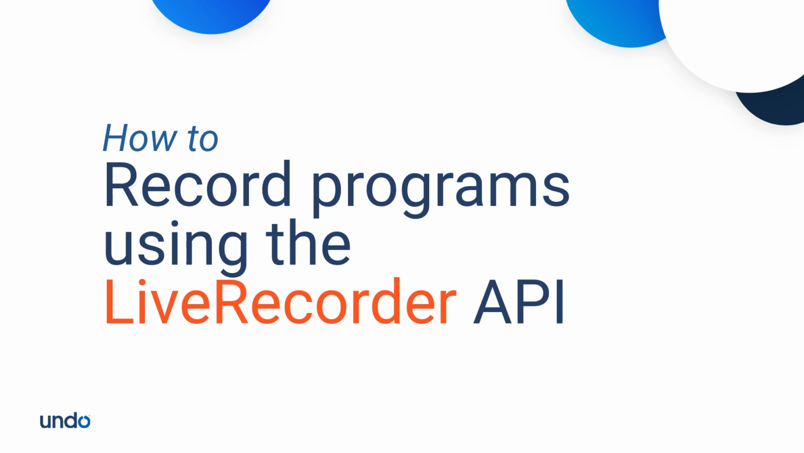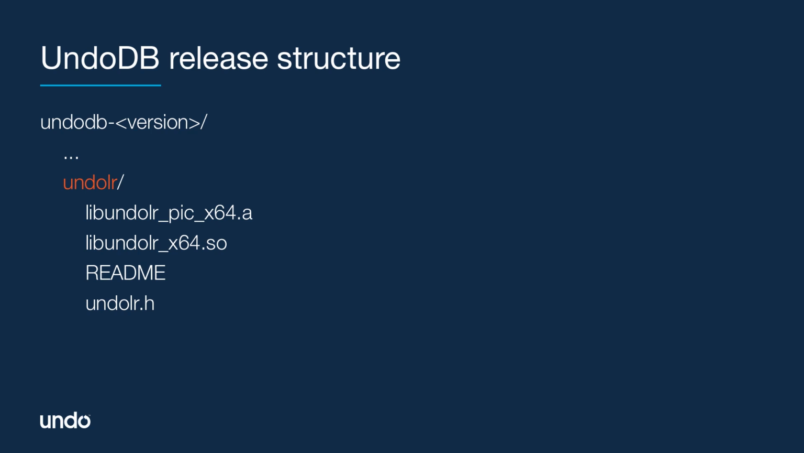In this tutorial, we are going to look at how we can integrate the LiveRecorder API into a program in order to record its execution. In an UndoDB release folder, you will find the UndoLR subfolder. This contains all the files needed to convert your application into a self-recorded one, that is, one or more static libraries, a shared object library, and a header file.